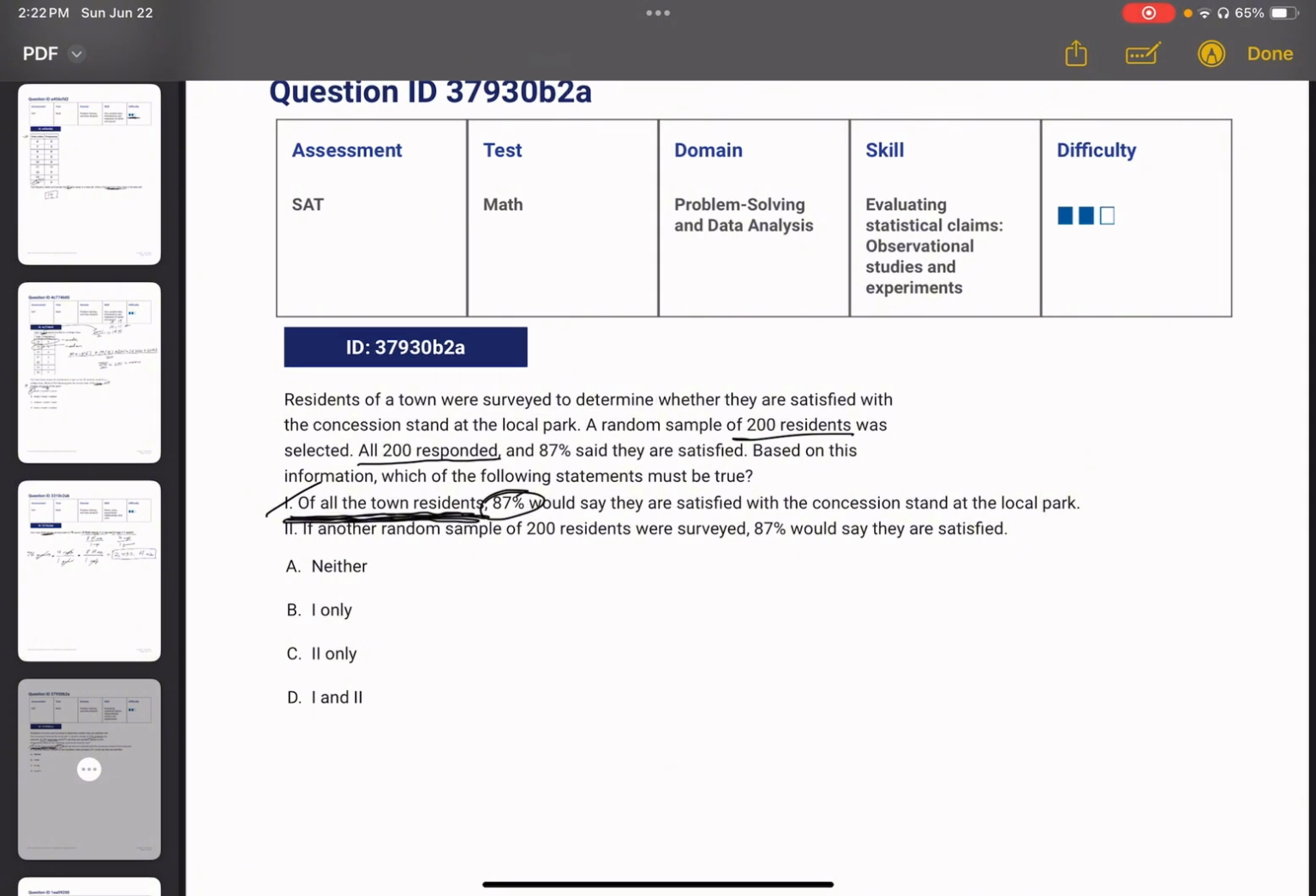Looking at our next one, if another random sample of 200 residents were surveyed, 87% would say they are satisfied. Since we only conducted this survey one time, we will never have enough certainty that we will get the exact same result. Only if it specifically mentions that the margin of error is 0%, then we could say if another study was conducted, we would have the exact same results as the first one. But since this isn't the case, this is also going to be false. And since it's saying which of the following statements are true, we take neither.